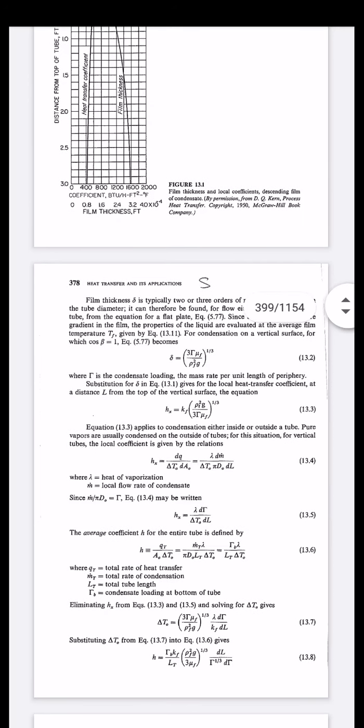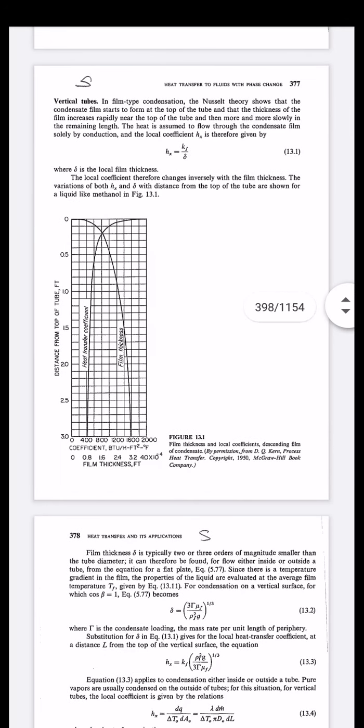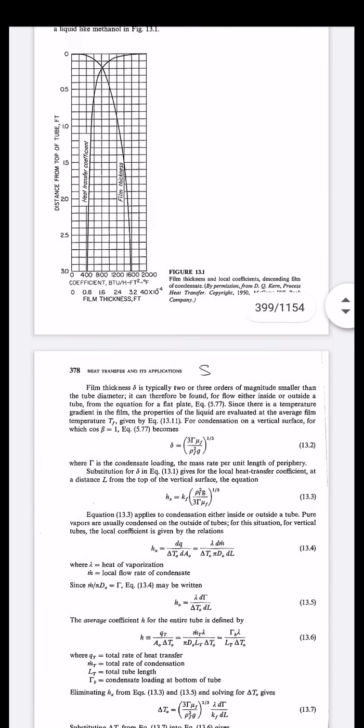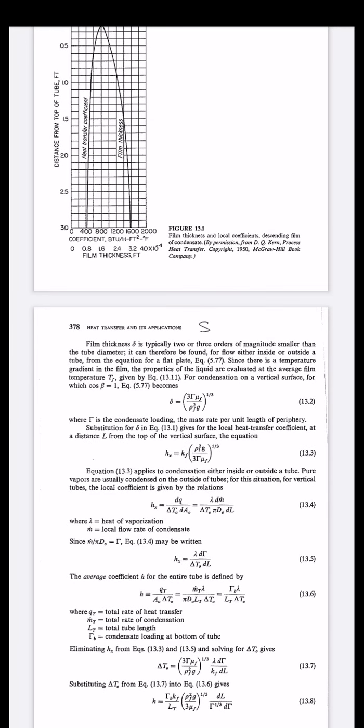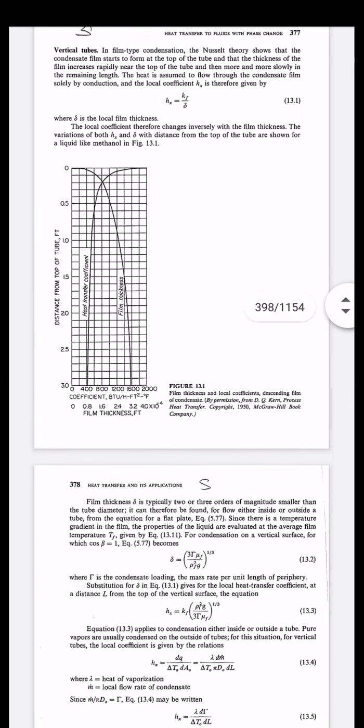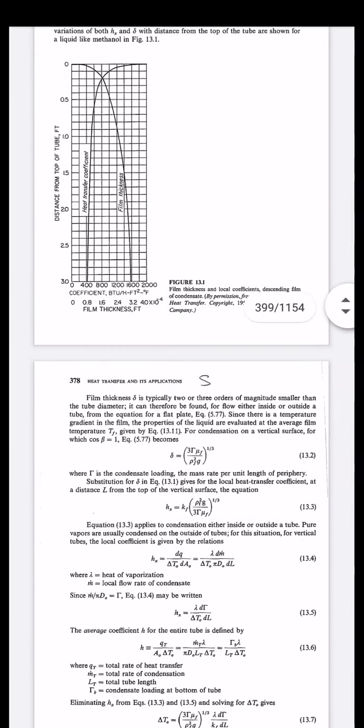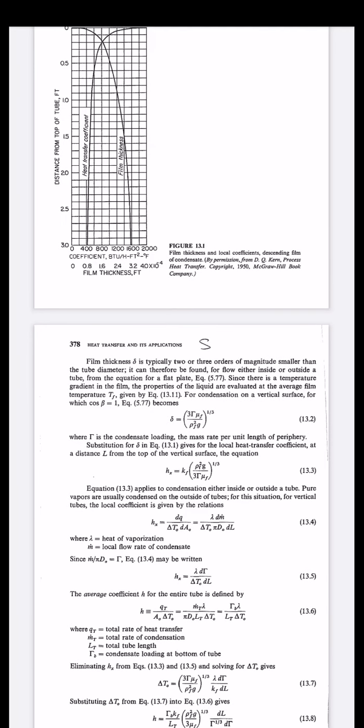So we have seen one equation, that is hx is equal to kf upon del, and here we are seeing del is equal to 3 tau mu f upon rho square g raised to 1 upon 3. Now, by replacing this del term into the above equation, hx is equal to kf upon del, we may get this equation: hx is equal to kf into bracket rho square g upon 3 tau mu f raised to 1 upon 3. This is just a mathematical adjustment, the value at the denominator coming to the numerator, and simply we are getting equation number 13.3.